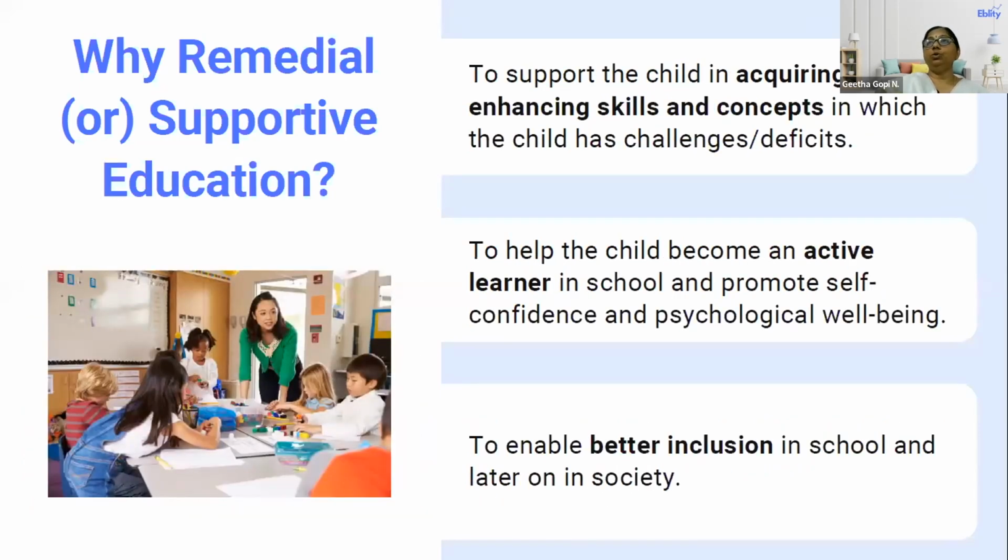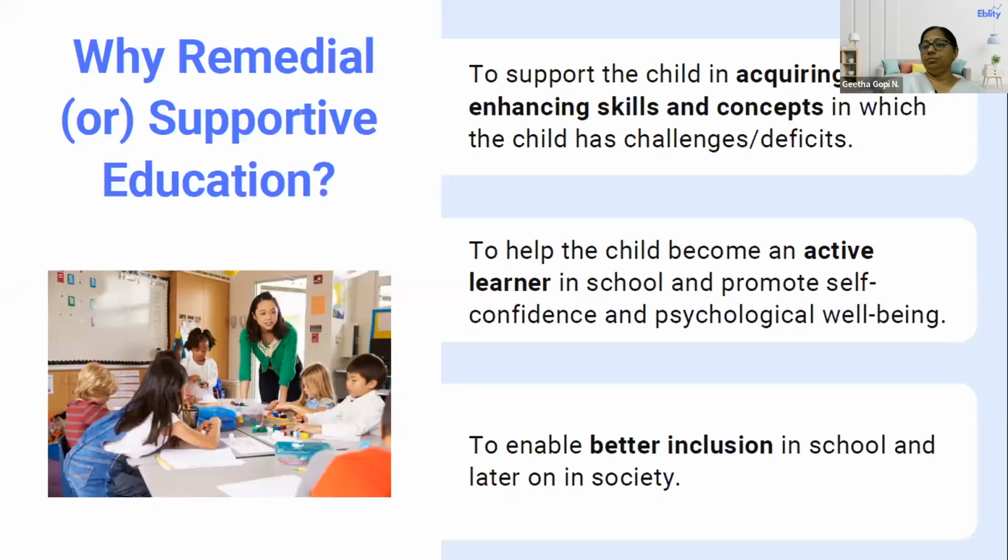To support the child in not only enhancing the skills that they're deficient in or the concepts that they're deficient in and meet their challenges and deficits, to help the child become an active learner in school and promote self-confidence and psychological well-being. Because with a lot of children, we find that when you intervene early and give them the right kind of remedial or supportive education, they become more active learners. The gaps are bridged much better. Their self-confidence and overall emotional and psychological well-being is better. And when they are better rounded, more holistically better rounded personalities, they end up becoming better learners for life. So again, very important for that.